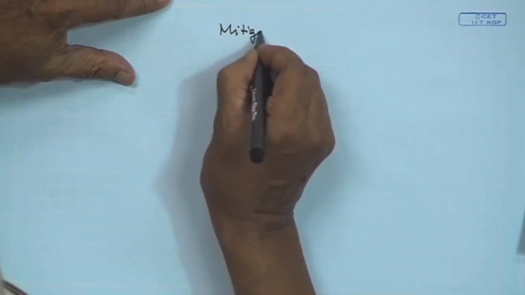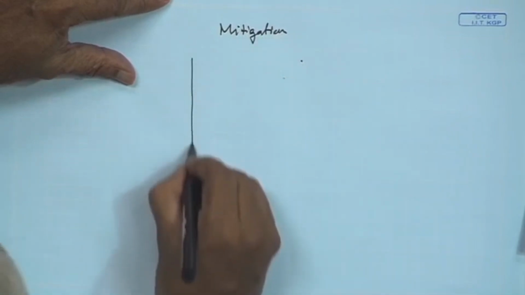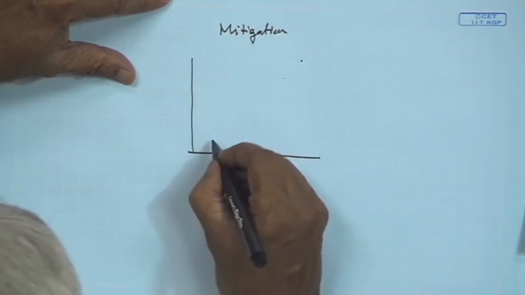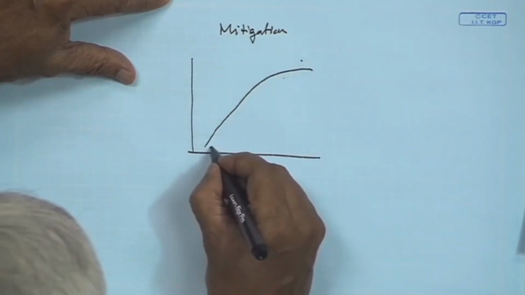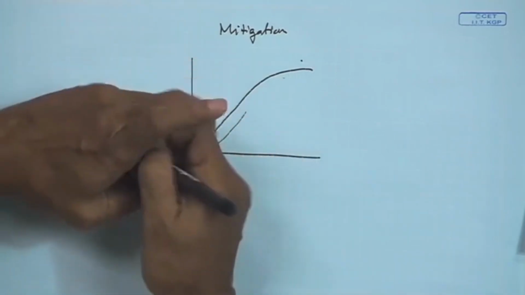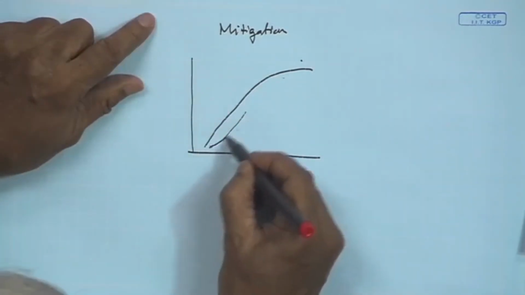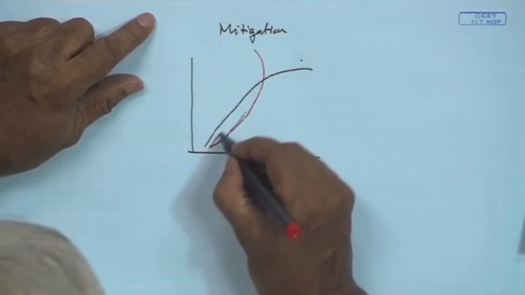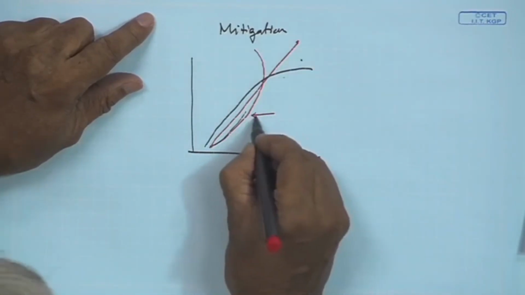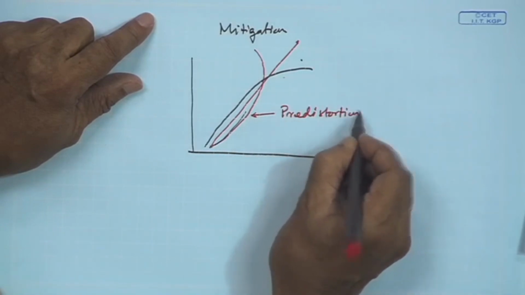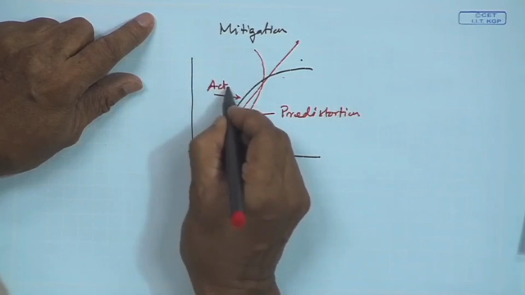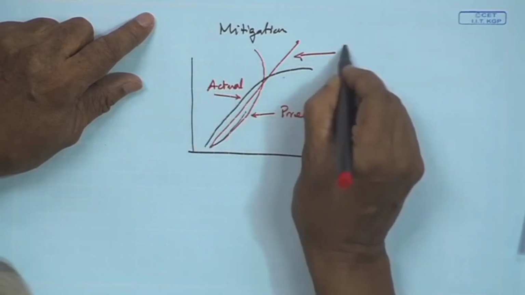Now, one quick thing is the mitigation, which is very simple. That is, if you have a nonlinearity like this, you pre-distort the signal like this. So, effectively you get a linear region. This is the pre-distortion, this is the actual, and this is the resultant.